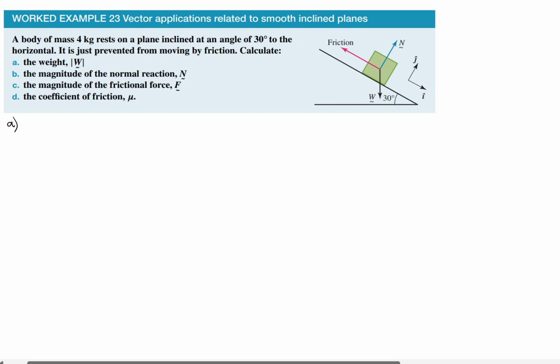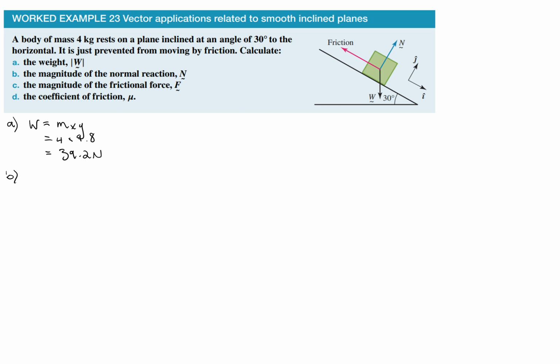The weight of this guy, well, it's 4 kgs, and we've got normal acceleration due to gravity. So weight is equal to m times g, which is 4 times 9.8. So its weight is 39.2 newtons. Part B. What is the magnitude of the normal reaction?